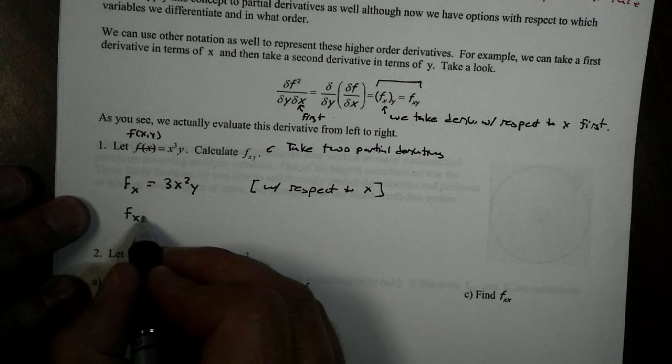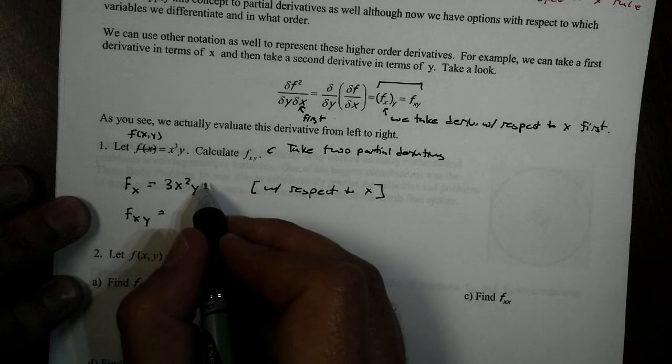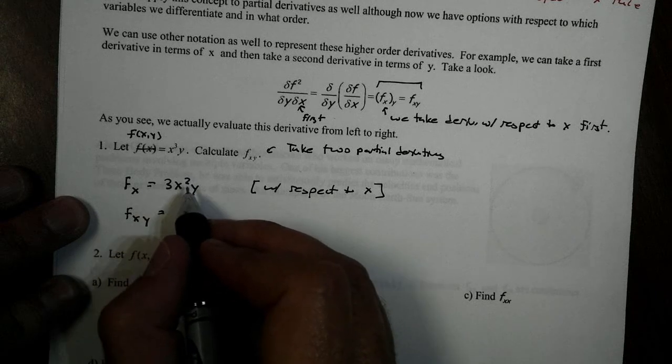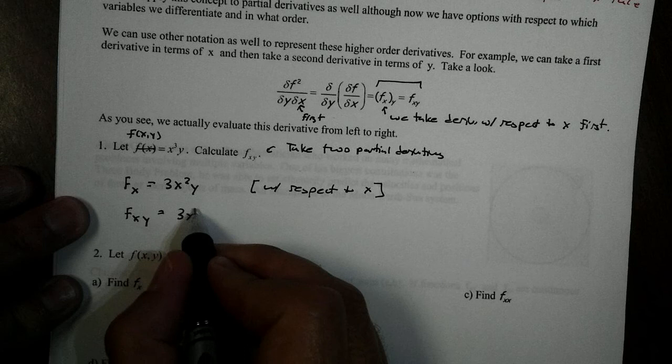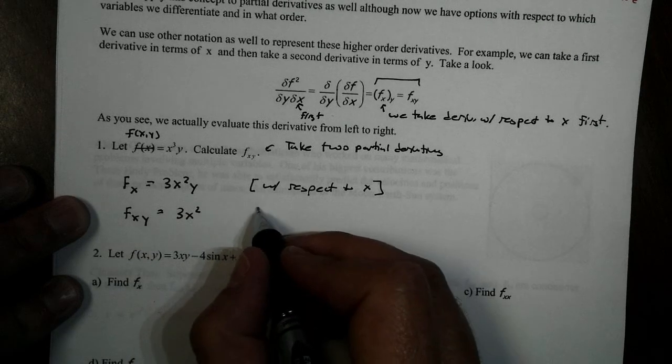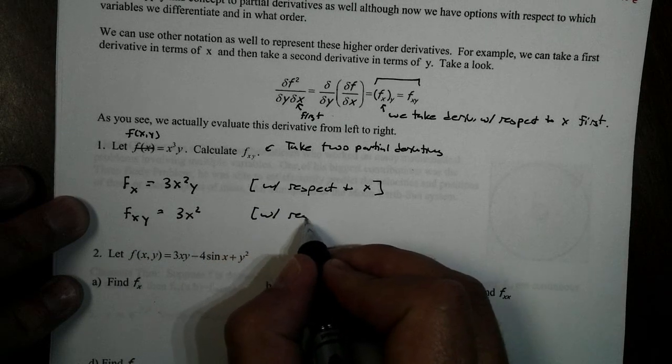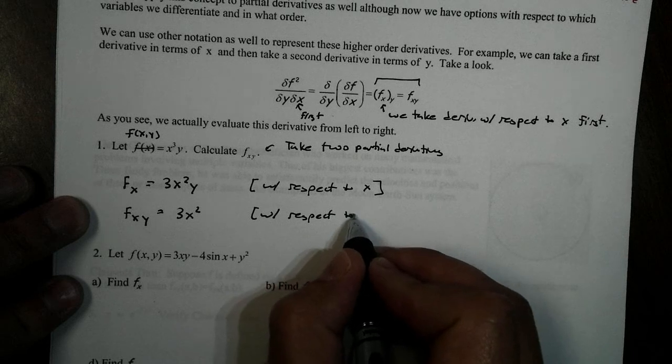So f of x, y. Well, y is my variable, the 3x squared is my constant. So if there's a 1 there, I drop my power, I'm left with 3x squared, and the y just disappears. So this is with respect to y.